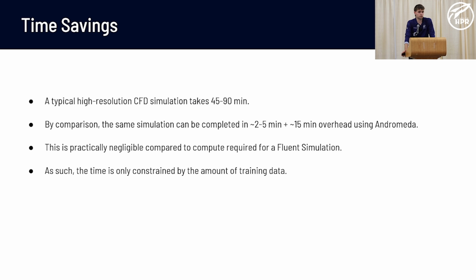Great, so what are the time savings we have here? Well, a typical CFD simulation takes 45 to 90 minutes, whereas Andromeda takes 2 to 5, with just a 15-minute overhead to produce the model. This is practically negligible compared to the time required for a Fluent simulation, and as such, we are only constrained to the amount of training data we choose to provide.